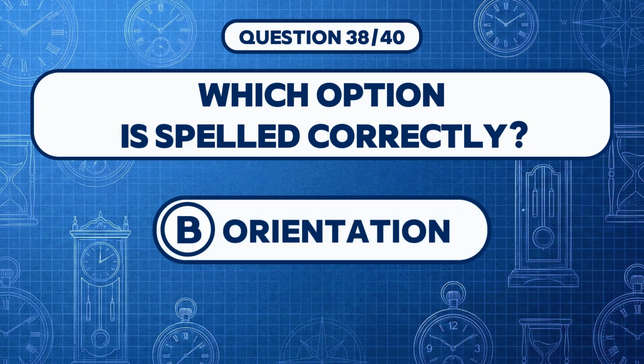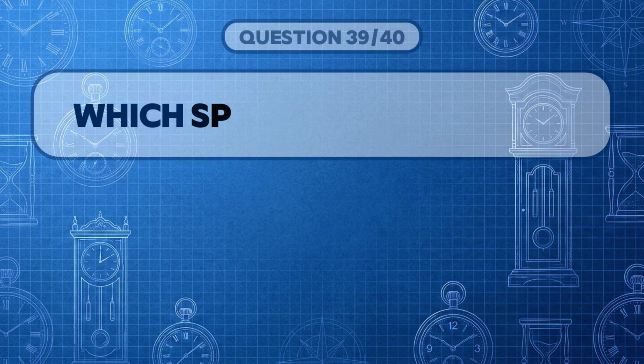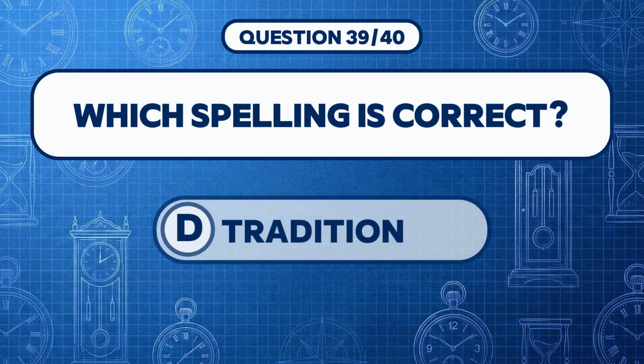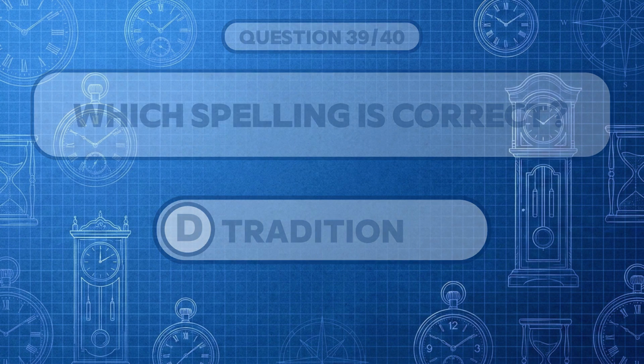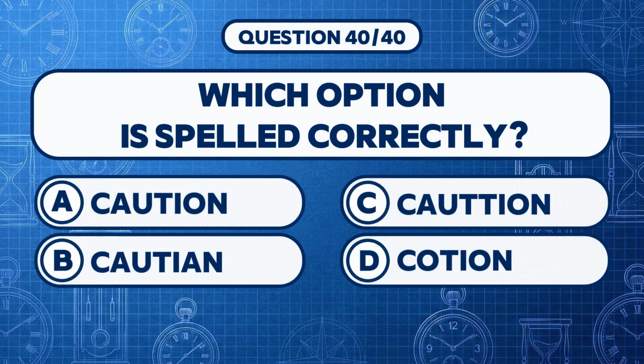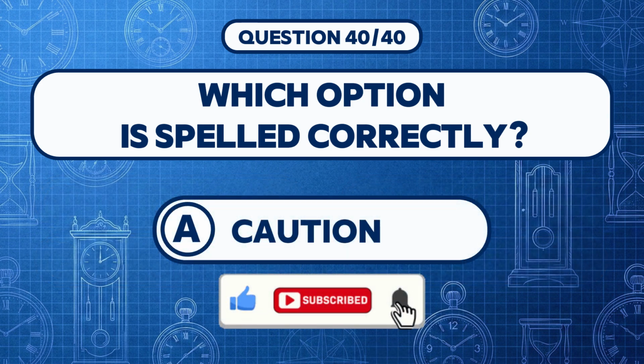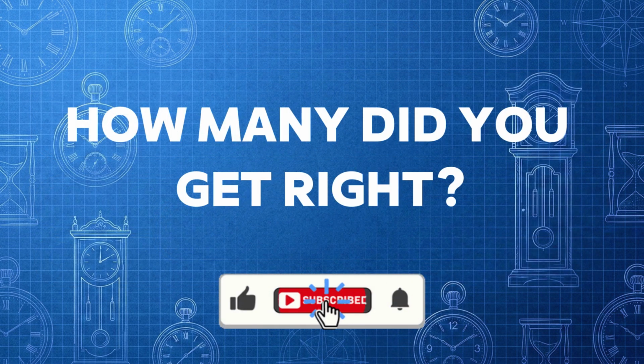Answer B. Orientation. Which spelling is correct? Answer D. Tradition. Which option is spelled correctly? Answer A. Caution. How many did you get right?